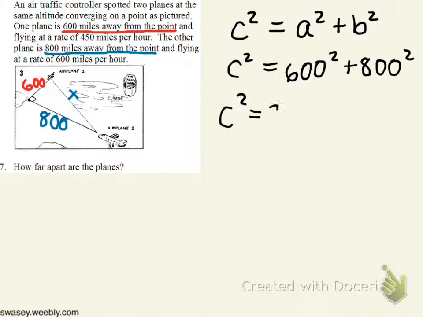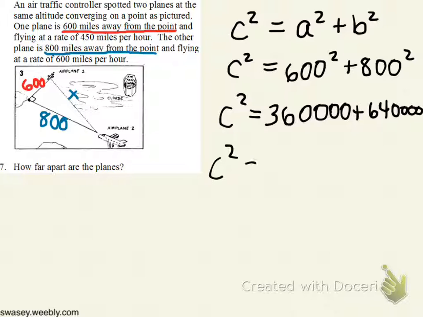So 600 squared, 360,000. 800 squared, 640,000. Add those together, you get 1,000,000.